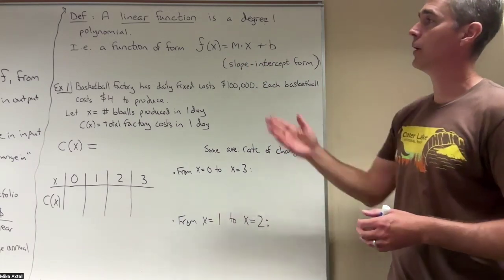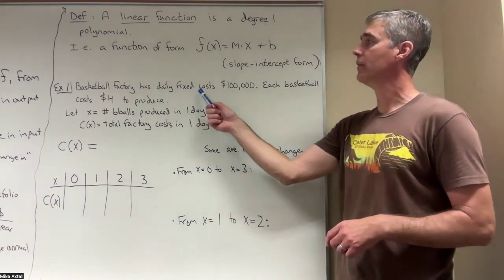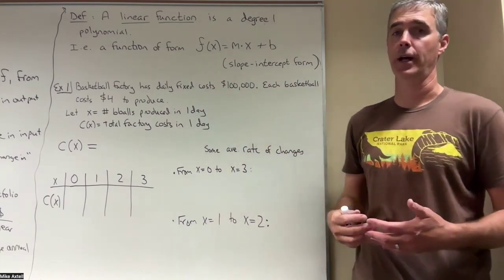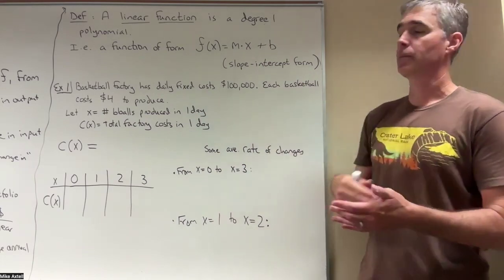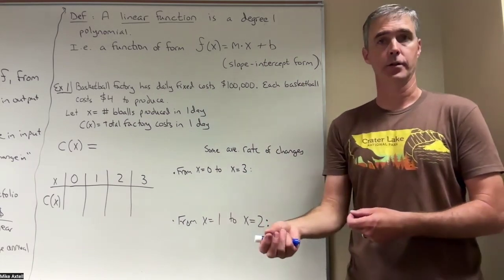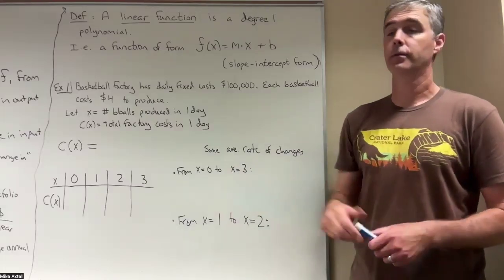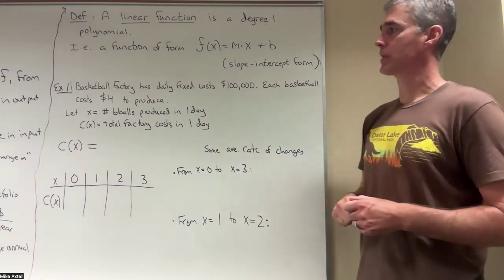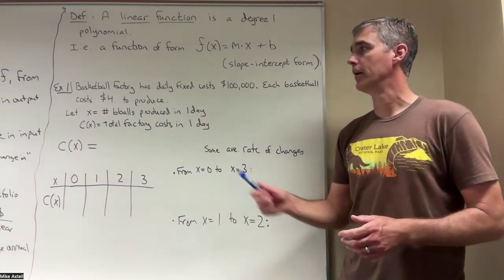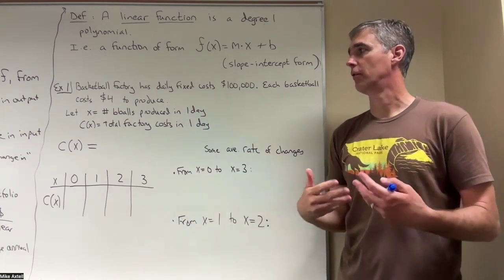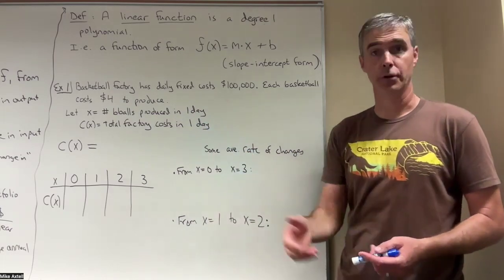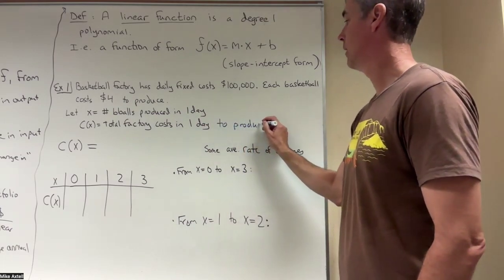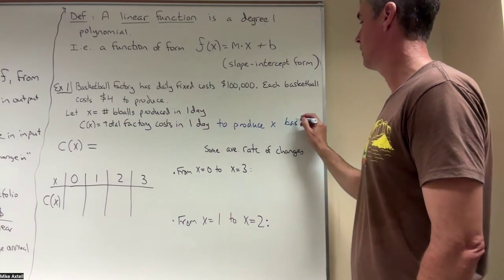So first example, we have a basketball factory, and we have daily fixed costs of $100,000. So just to open the factory costs us $100,000 a day. Then each basketball produced costs $4, okay, to produce it. Production cost of $4. So I can set up a function where x is the number of basketballs produced in one day, and c of x is the total factory costs in one day to produce x basketballs.